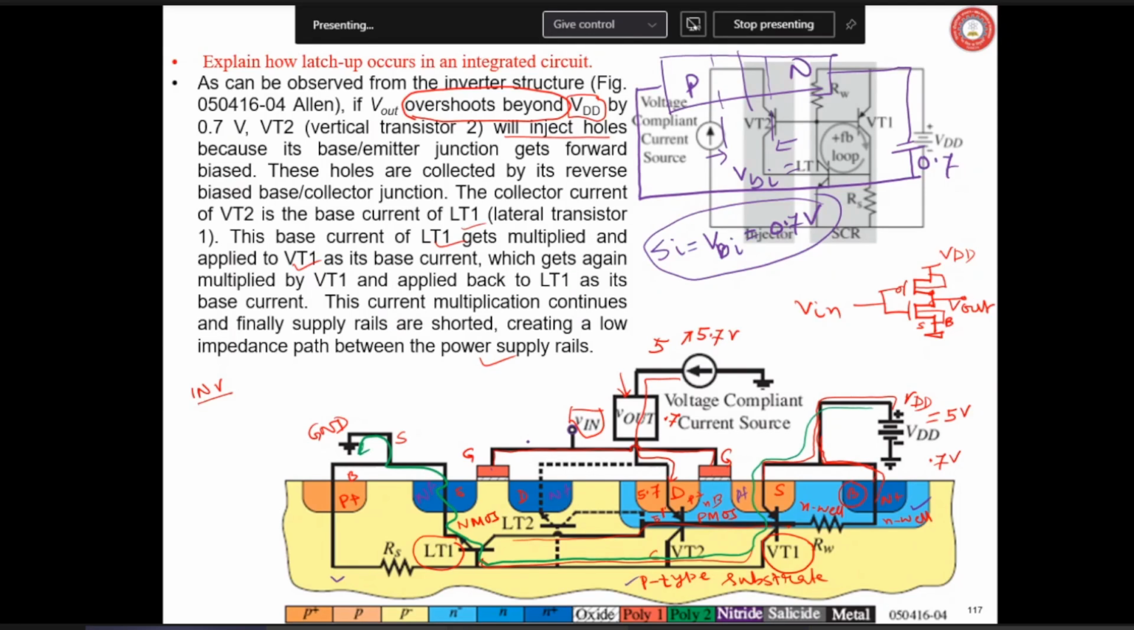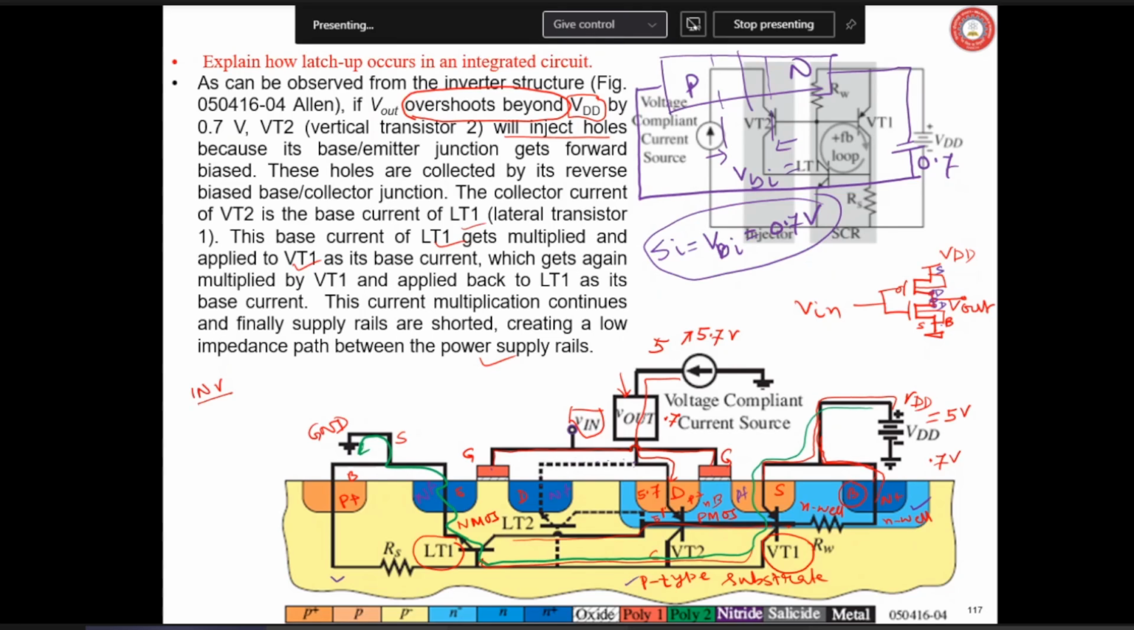Yes, sir. Now the drains are tied together. See that? This is the source, this is the source. This is the drain of the top one, this is the drain of the bottom one. The drains are tied together, so this drain is connected to the PMOS drain. And this point is V out. The structure is understood: this is the structure of an inverter.